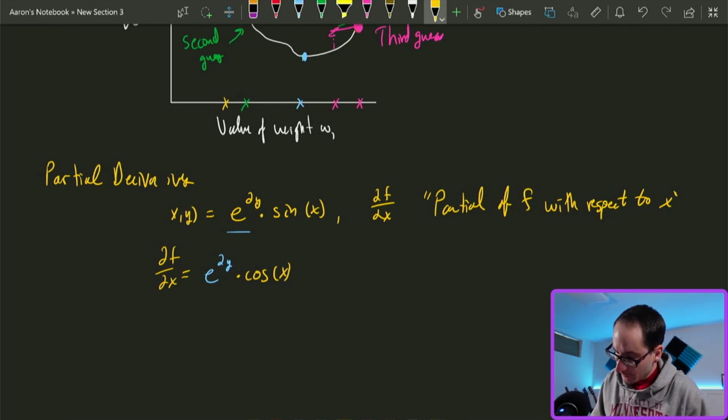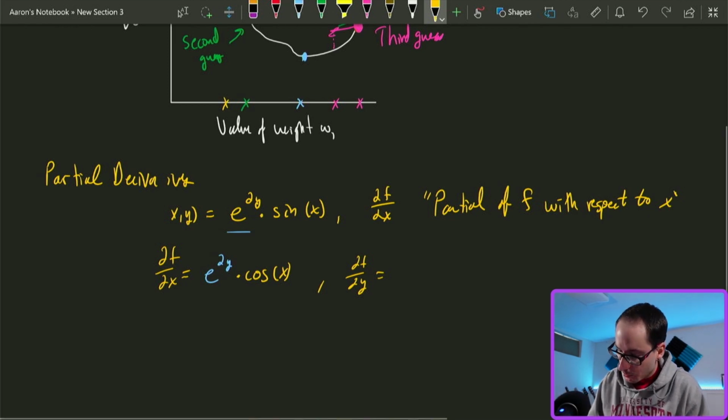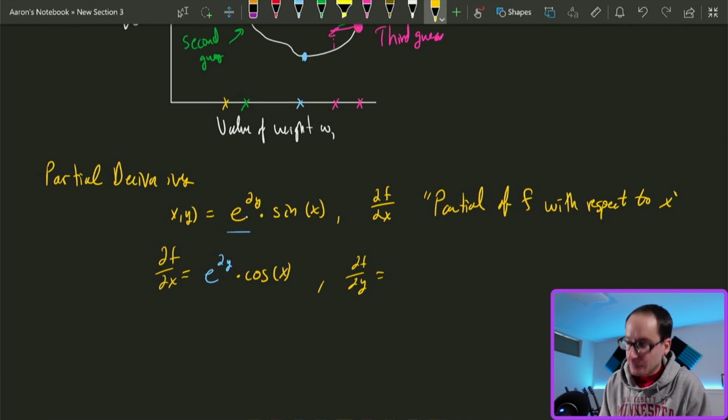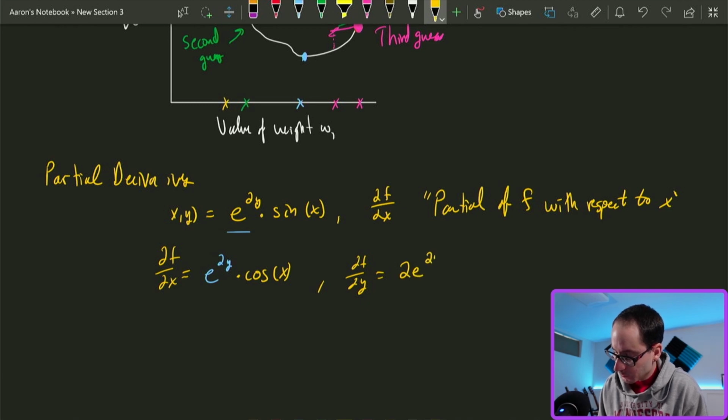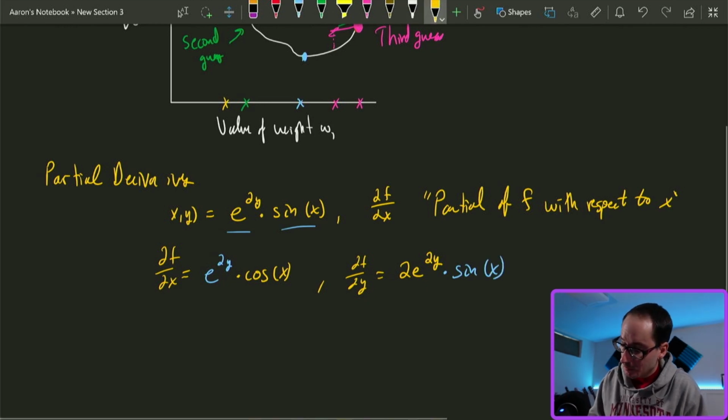On the flip side, we can do the partial of f with respect to y. And now we would treat x as the constant here. So for the partial of f with respect to y, we take the derivative of e to the 2y just like you would take the derivative of any other exponential function with the chain rule. That's 2e to the 2y. And then if x is constant, sine of x is just some number. So that's the constant piece, and it just tags along for the ride with the constant multiple rule. So there are my two partial derivatives.